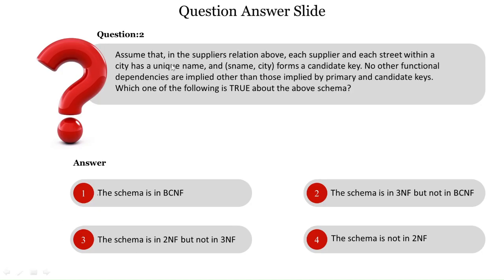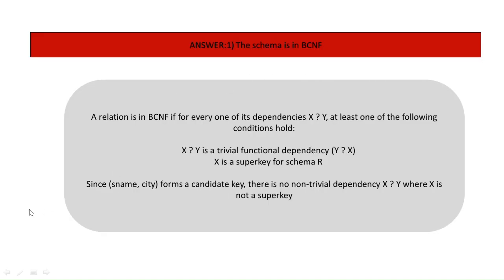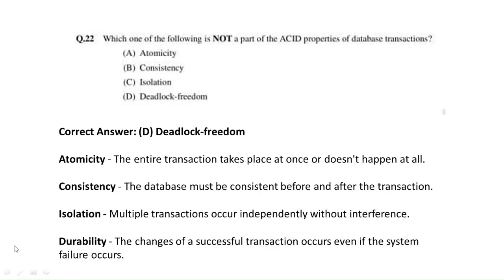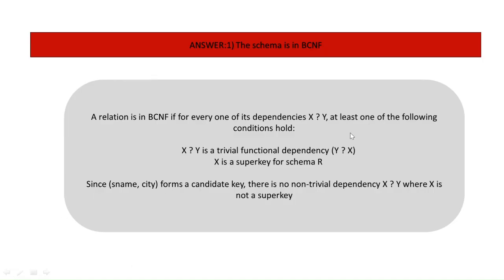Moving to the next question. Assume that in the suppliers relation, each supplier and each street within a city has a unique name, and S name, city forms a candidate key. No other functional dependencies are implied other than those implied by primary and candidate keys. Which of the following is true? The answer would be 1: the schema is in BCNF. A relation is in BCNF if for every one of its dependencies X implies Y, at least one of the following conditions holds.